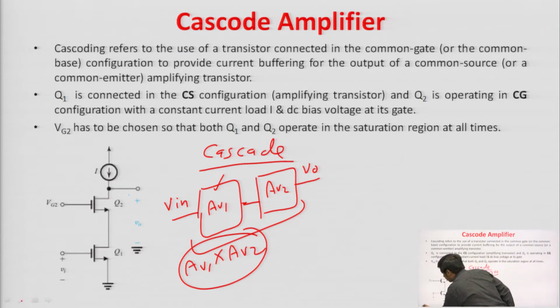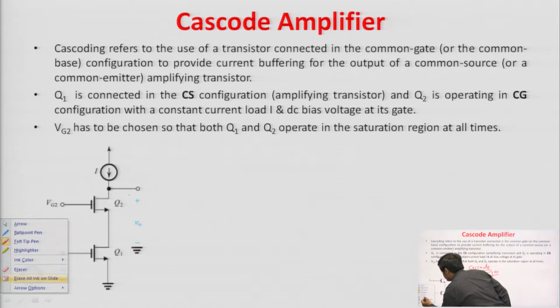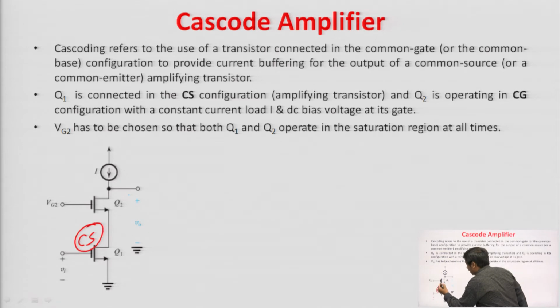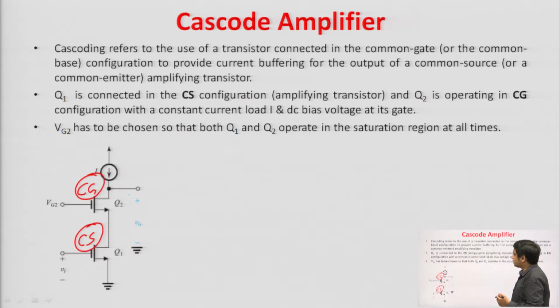But in cascode, what happens? We combine two configurations of the transistors, whether it is BJT or MOSFET. While using MOSFET, we combine common source amplifier and common gate amplifier. The advantage of the cascode amplifier is it combines the advantages of CS amplifier and CG amplifier.